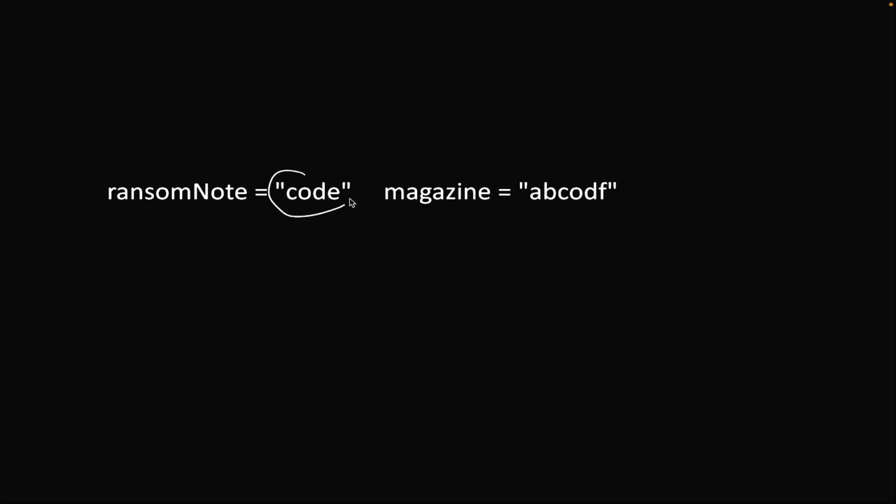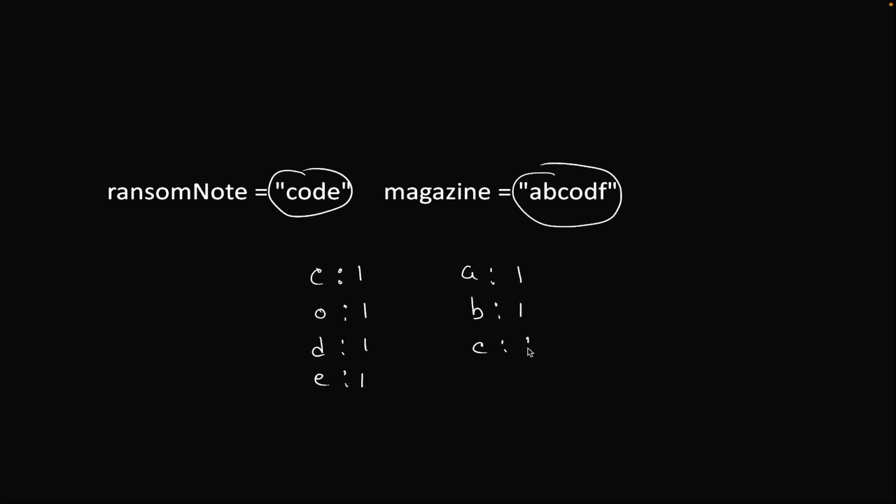If we are given ransom note equals to CODE and magazine equals to ABCODF, let's construct our hash map. C appears once, O appears once, D appears once, and E appears once. Now let's construct the frequency table for this string magazine. A appears once, B appears once, C appears once, O appears once, then D appears once, and F appears once.